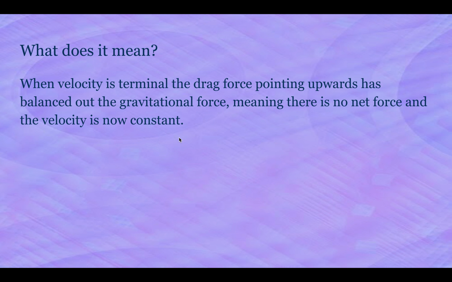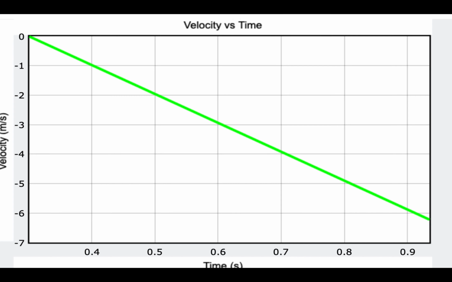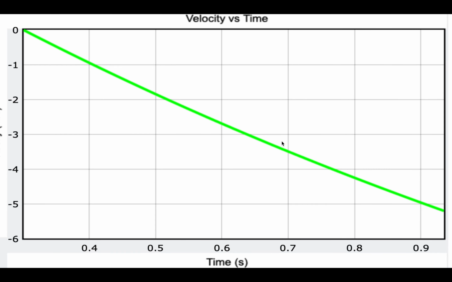So let's talk about that what does it mean question. Well, when velocity is terminal, the drag force pointing upwards has balanced out the gravitational force that points downwards, meaning there is no net force and velocity is now constant. Let's take a look at our graphs and see if we see any terminal velocity. So here's that first computational model right here. And terminal velocity is going to go into a straight line because, like I said, velocity is constant and it's over here on that y-axis. You don't see any of that in this graph. Let's check the other one. Once again, no straight lines. That velocity is not constant at all. No terminal velocity is present here.